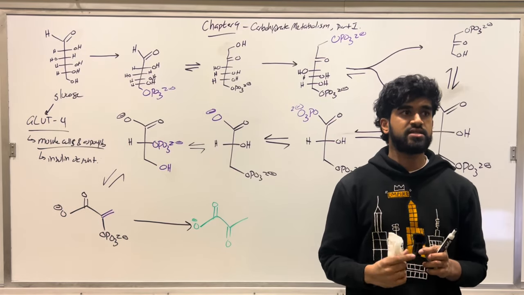Because where does glycolysis occur? It occurs in the cytoplasm. But the Krebs cycle occurs in the mitochondria. The ETC occurs in the mitochondria. Fatty acid breakdown occurs in the mitochondria. Sorry. Fatty acid synthesis occurs in the mitochondria, I believe.